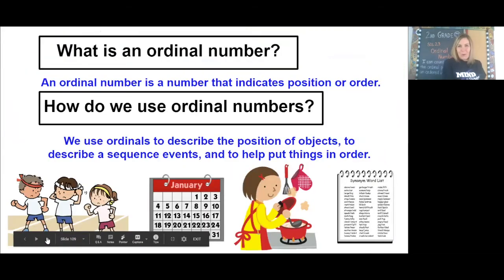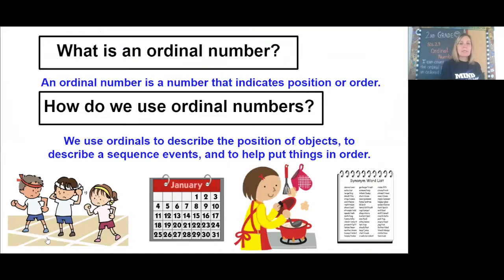What is an ordinal number? An ordinal number is a number that indicates position or order. And how do we use ordinal numbers? We use ordinals to describe the position of objects, to describe a sequence of events, and to help put things in order. There's a few examples below.